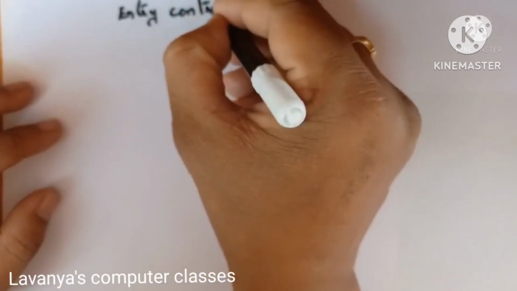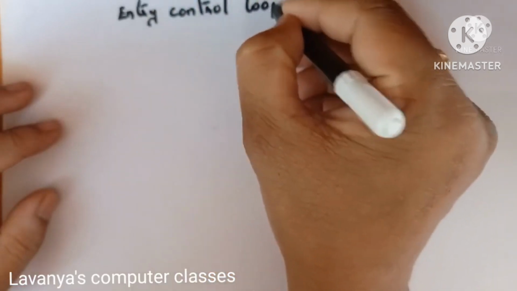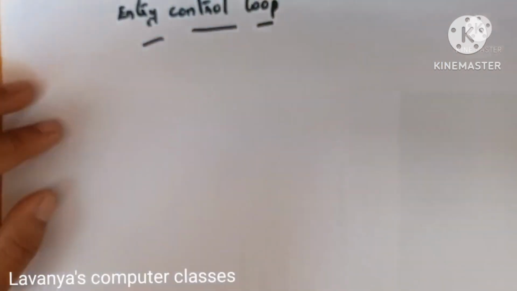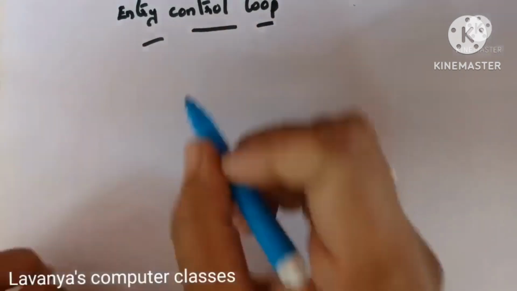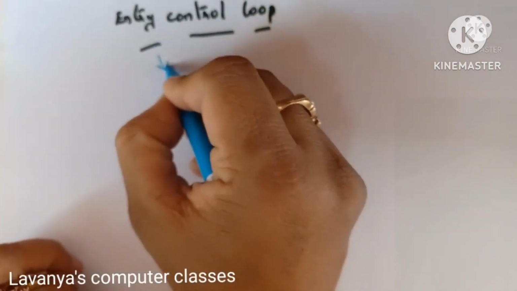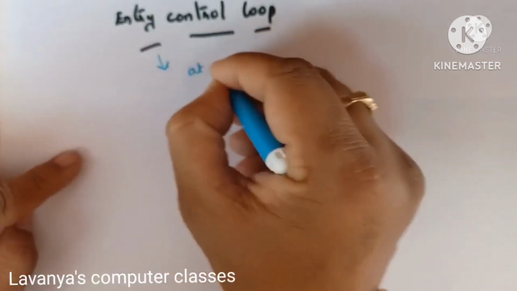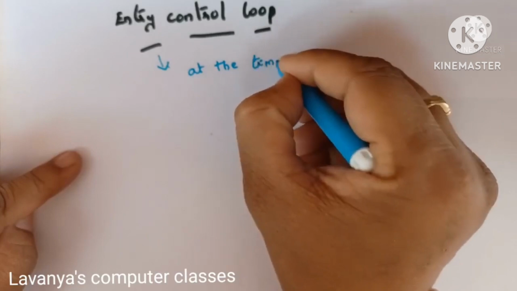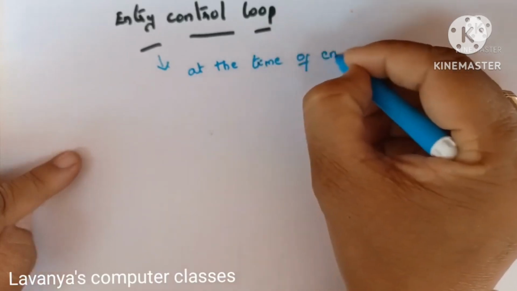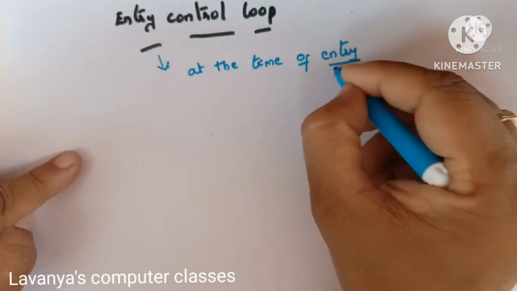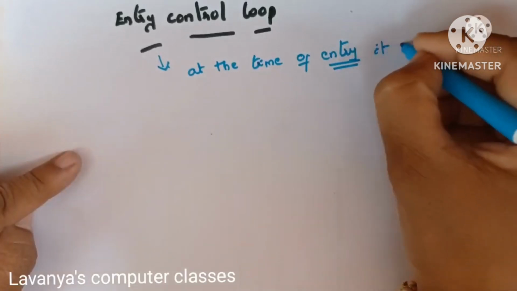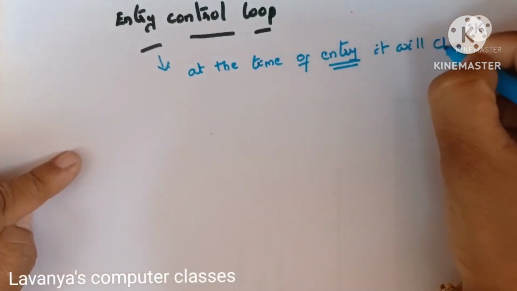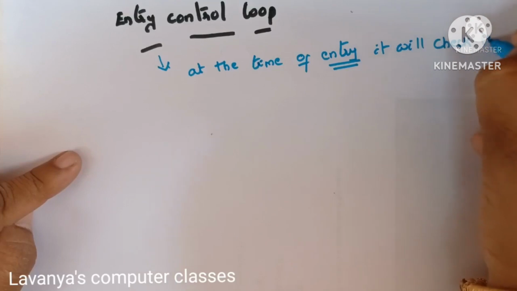So first of all, it is an entry loop statement. But what type of loop statement? It is an entry control. It is in the name only. It is controlling at the time of entry only. That means at the time of entry, it will check the condition first. If the condition is true, then only it enters into the loop. Otherwise, it exits from the loop. It does not enter the body of the loop at all.